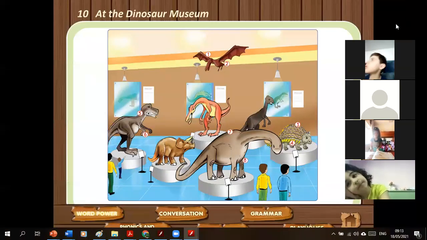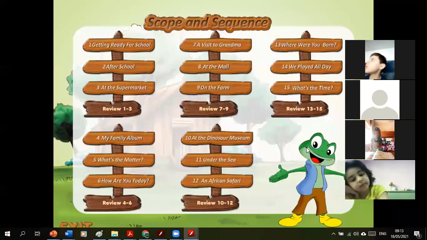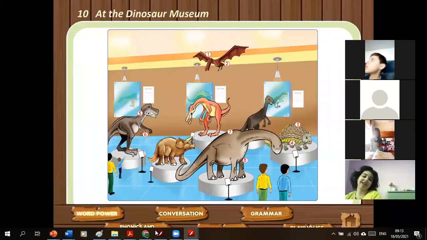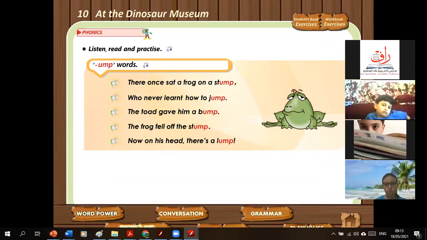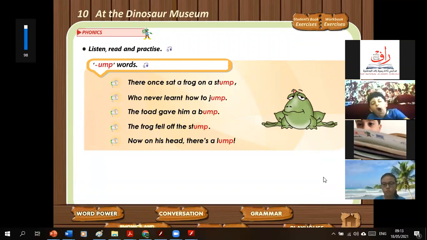Unit 10, at the dinosaur museum. Unit 10, phonics. Listen, read, and practice. Okay, Qutayba, miss, can you see the lesson? What do you see, miss? What do you see on my screen? Frog, excellent. Yeah, listen carefully.